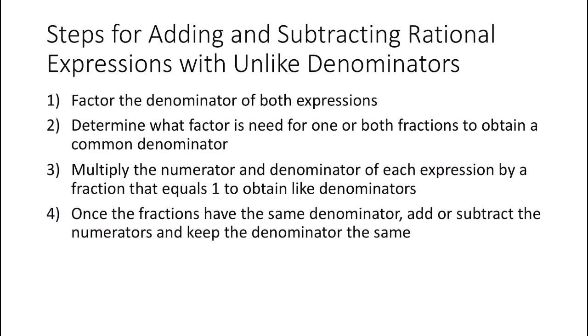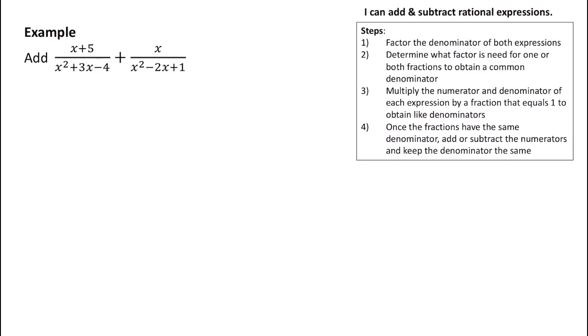The reason we're reviewing factoring is because we're going to add and subtract rational expressions with unlike denominators, but this is going to involve factoring. So remember, you always start off by factoring the denominator of both expressions, then determine what factor is needed for one or both fractions to obtain a common denominator. Then we're going to multiply the numerator and denominator of each expression by a fraction that equals 1 to obtain like denominators. And then once the fractions have the same denominator, you're going to add or subtract the numerators and keep the denominator the same. So let's look at this example.